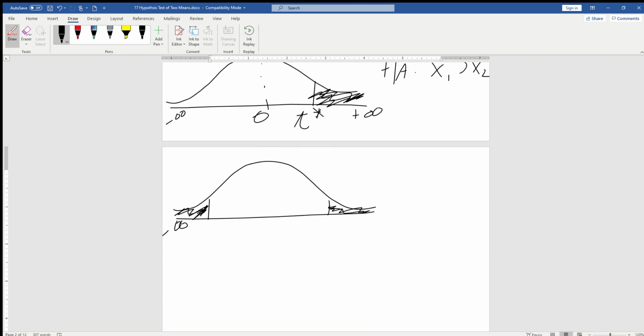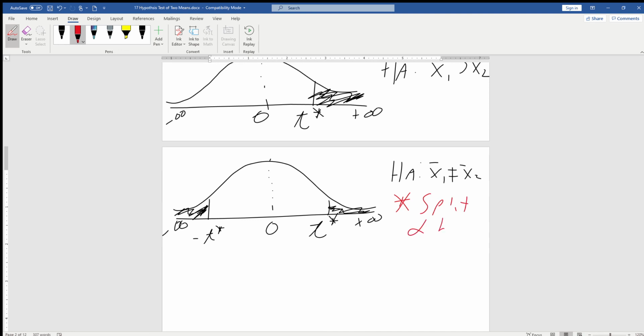So it's negative infinity, negative t critical. The value in the middle is still 0. Positive t critical, and then positive infinity. And again, this is for when x bar 1 does not equal x bar 2. And I'm going to insert the caveat here that we have to split alpha before finding t critical.